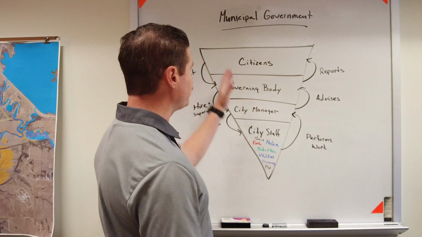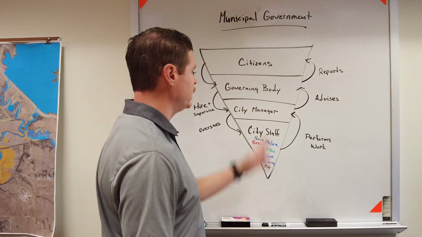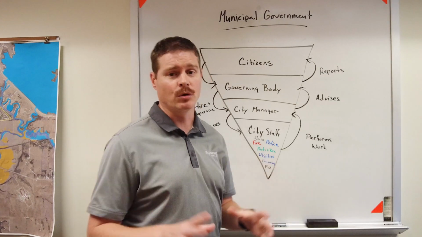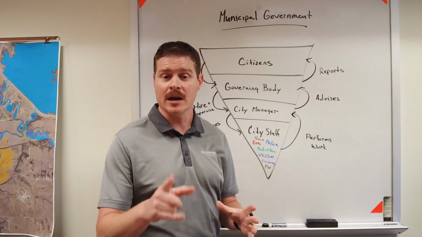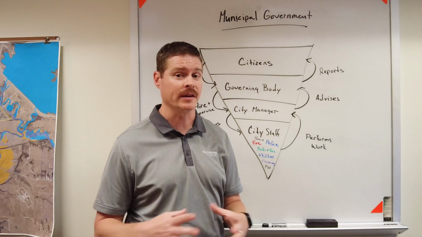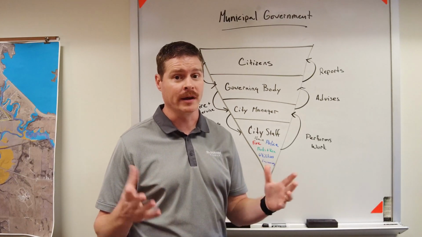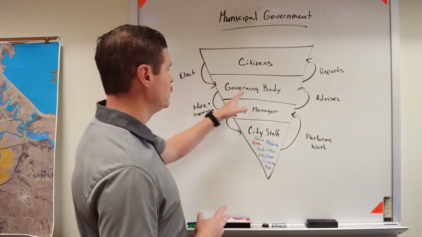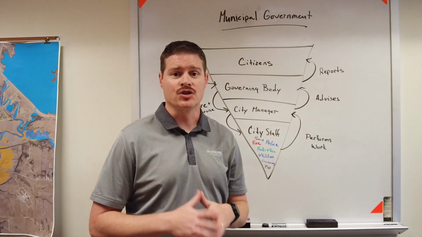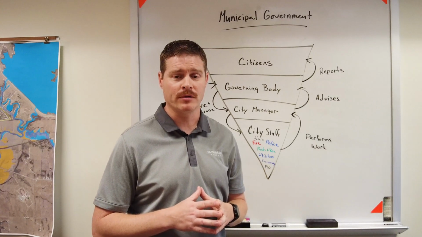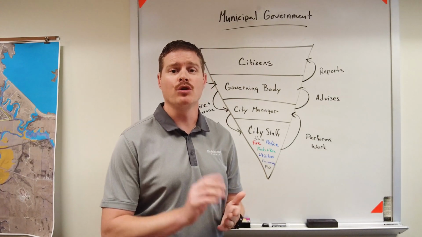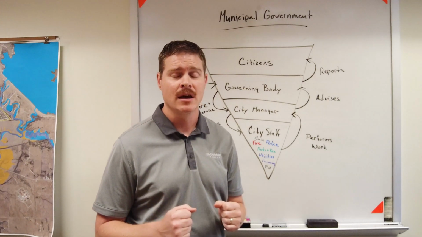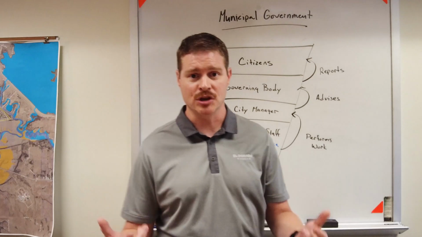So you'll notice at the top of the pyramid we have the citizens, which is all of you. Citizens play an important role in a democratic system because citizens have a couple of responsibilities associated with their role in a democracy. The first of these is to elect a governing body. So you get to go to the ballot booth and select who you think should serve on the governing body. Now, in the city of El Dorado's case, the governing body is called a city commission.